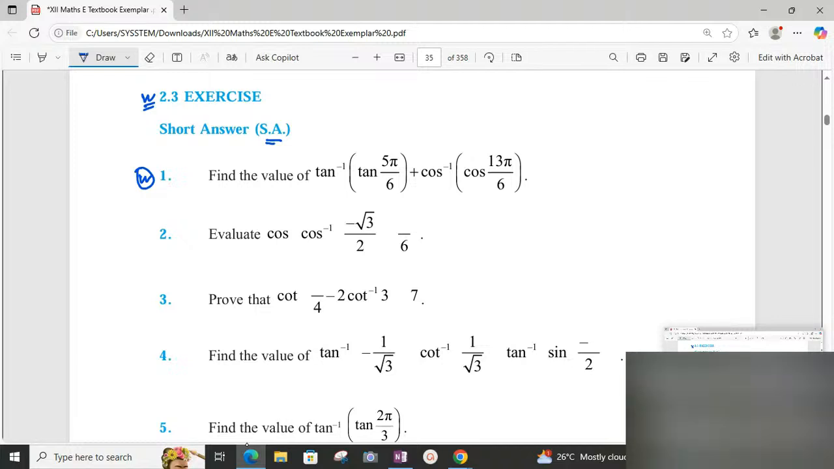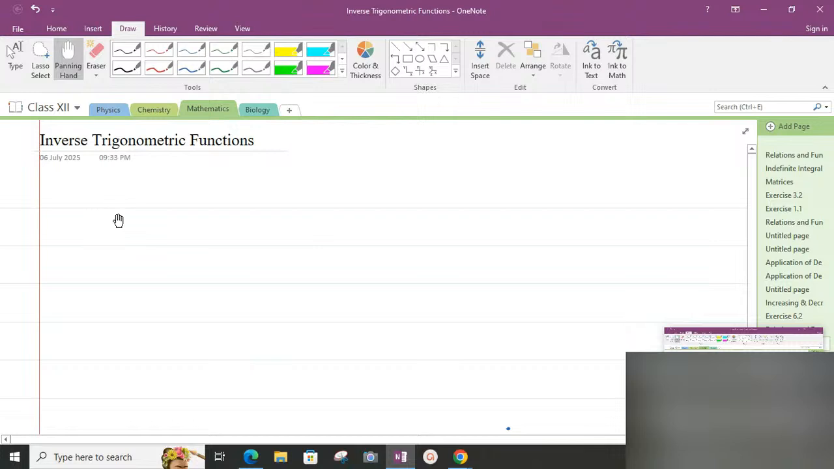In earlier classes, we have already studied trigonometric functions, in class 11. In this class, we are going to study inverse trigonometric functions and solve some questions related to this topic. Let's see the solution of this question. So this is question number one.